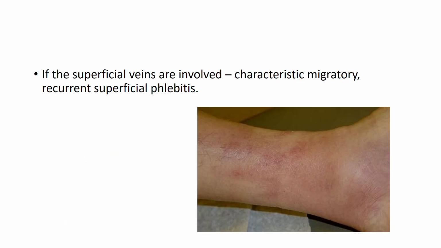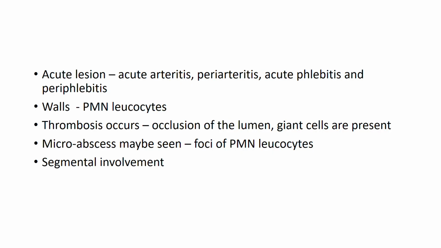Now, one more associated feature with this disease is recurrent superficial phlebitis, or inflammation of the veins, which has its own manifestation. There can be redness of the skin and there can be pain. So, migratory recurrent superficial phlebitis is also a feature of this particular disease. Now, coming to the acute lesion.